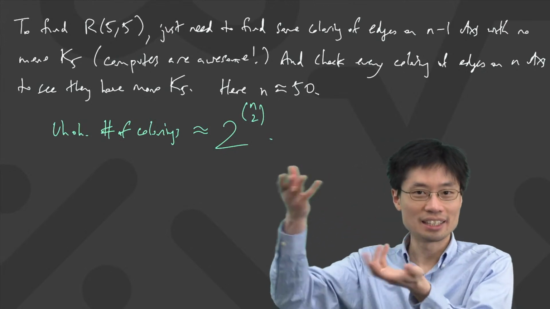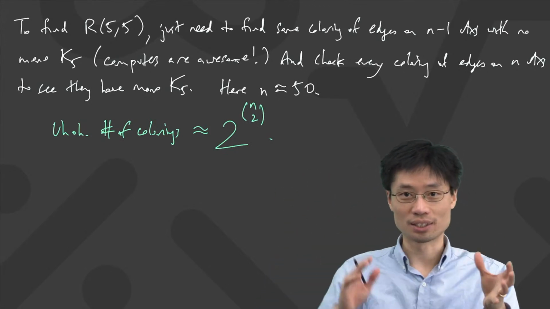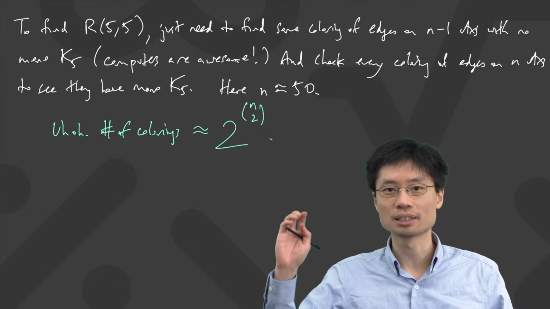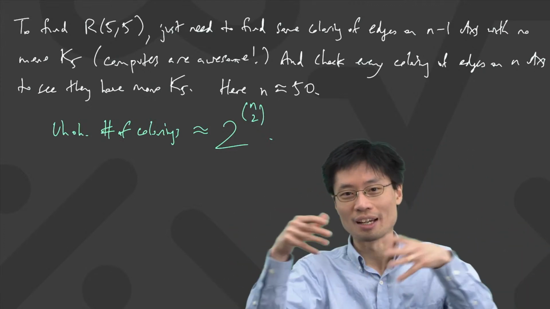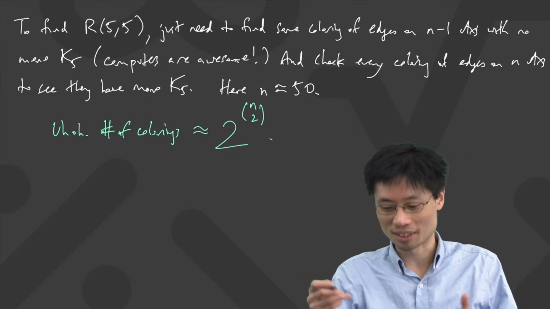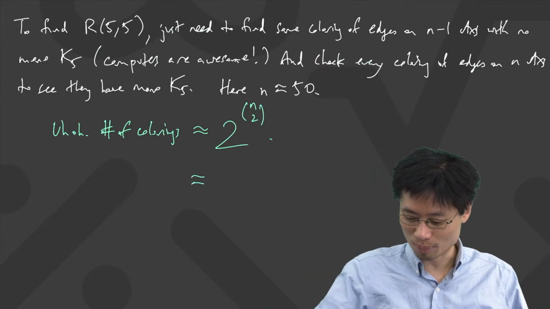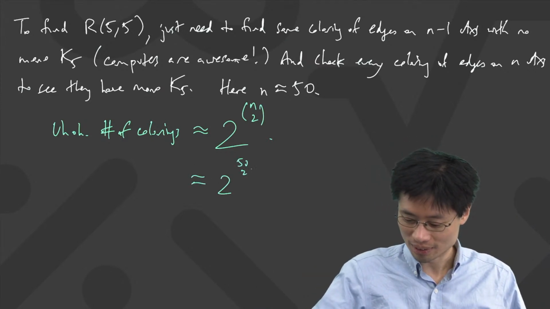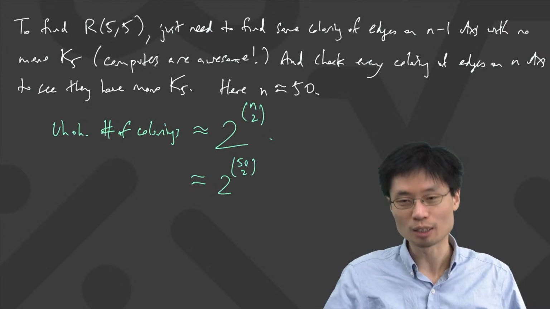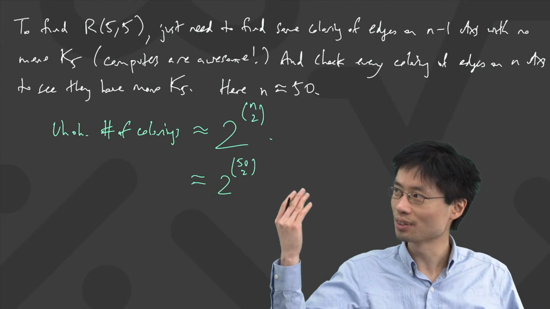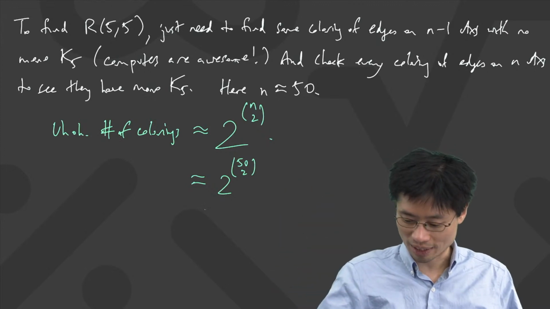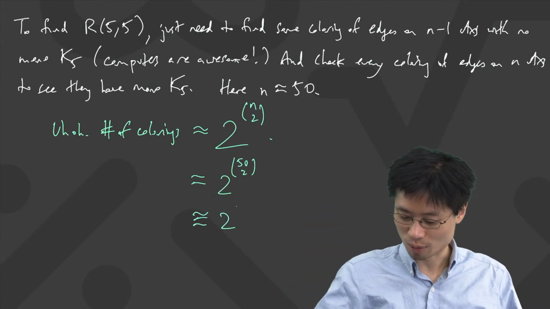Because every possible edge is one color or the other. I wrote "approximately" because maybe you could say there's some symmetry. Maybe you don't need to worry about every coloring, but unfortunately there's not enough symmetry. So that would be 2 to the power 50 choose 2. And 50 choose 2 is about 50 times 49 over 2, which is approximately 50 squared over 2. So that's like 2 to the power 1250-ish.